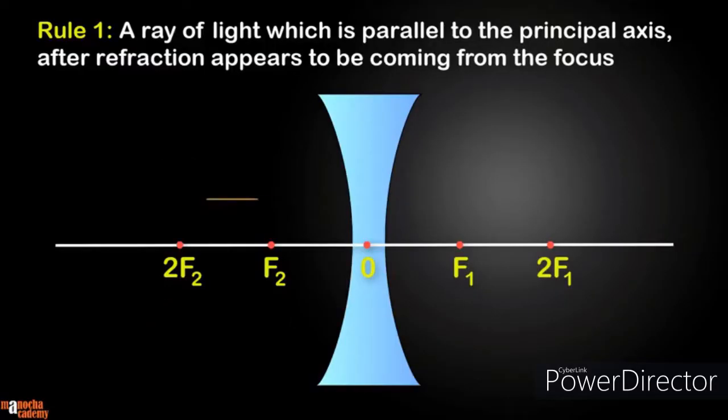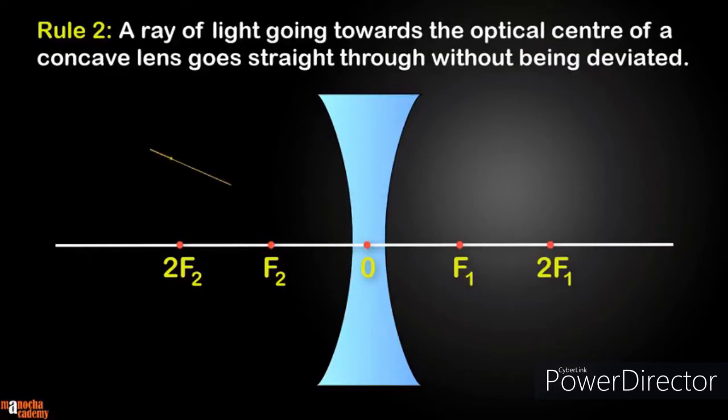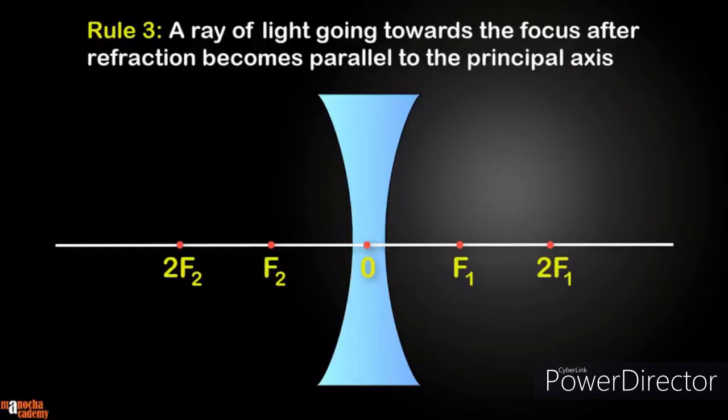Rule 1. A ray of light which is parallel to the principal axis after refraction appears to be coming from the focus. Rule 2. A ray of light going through the optical center of a concave lens goes straight through without being deviated. Rule 3. A ray of light going towards the focus after refraction becomes parallel to the principal axis.